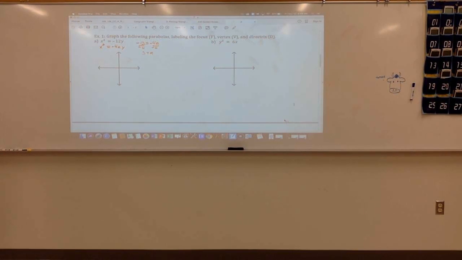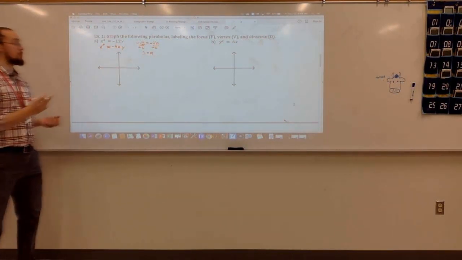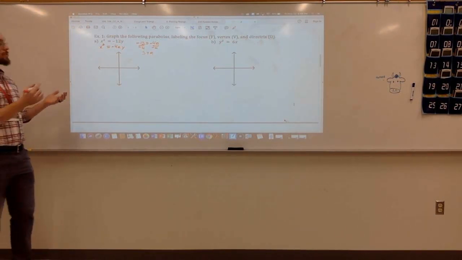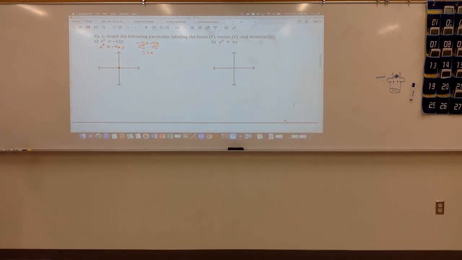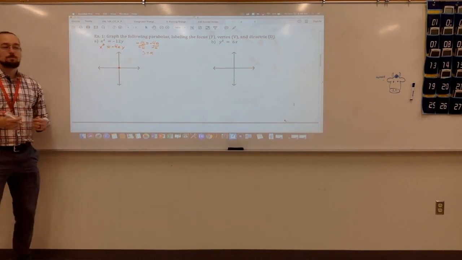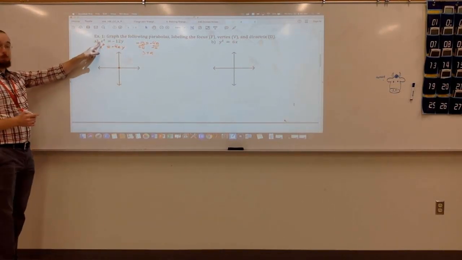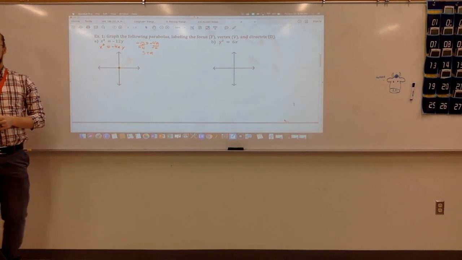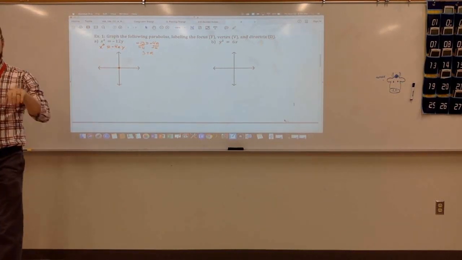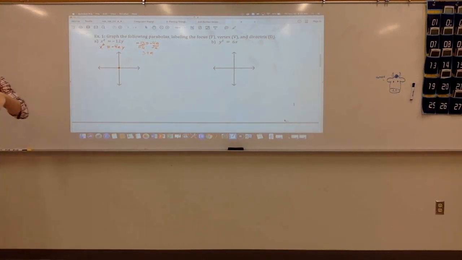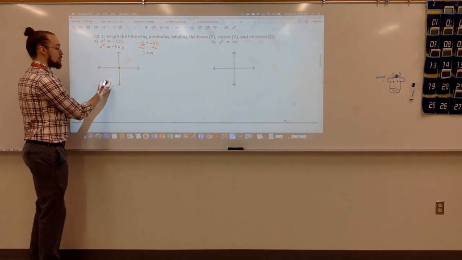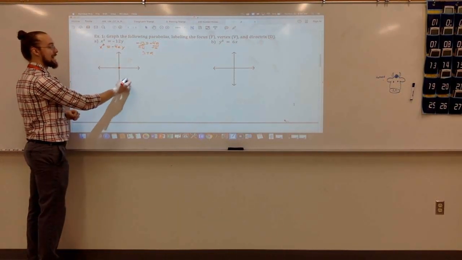So a is the distance from the vertex to the directrix and the vertex to the focus. Now, we set our vertex at (0, 0). Is this parabola going to open up, down, left, or right? How do we know it's down? Because x is squared, and the right side is negative. x being squared tells me it's up or down, and the right side of the equation being negative tells me it's going to be down. So, my parabola is going to open down.